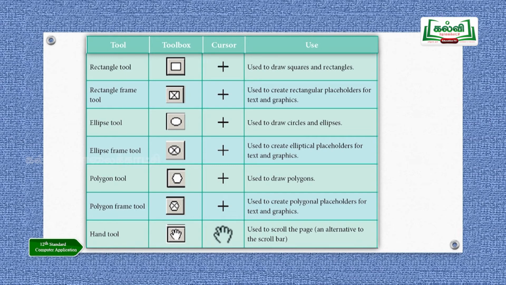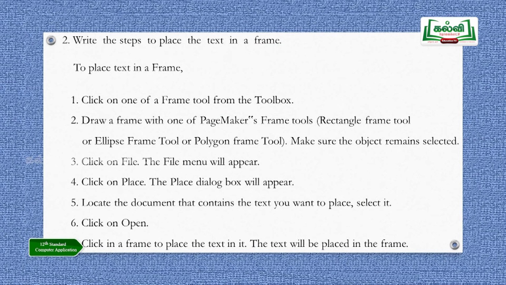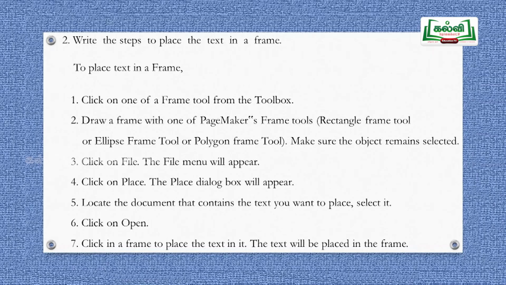Next, we move on to the next question. Write the steps to place the text in your frame. This is very important. We have two things here: one is a text tool, another is a frame tool. Now, how to place the text in your frame?